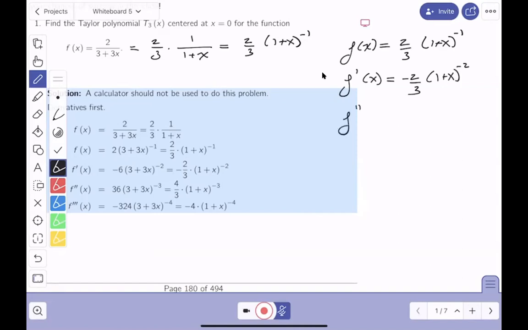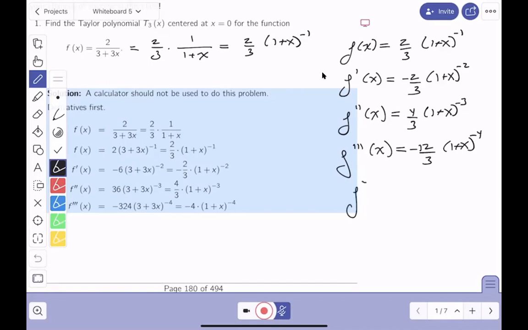F double prime, and again, this could be repeated forever, really. The multiplication might get difficult, but it's really not that bad. So you get 4/3 (1 plus x) to the minus 3. Let me put down the third derivative. And when you get over here, well, you'd get, let's see what you get, minus 12/3 (1 plus x) to the minus 4. I think you get the idea.